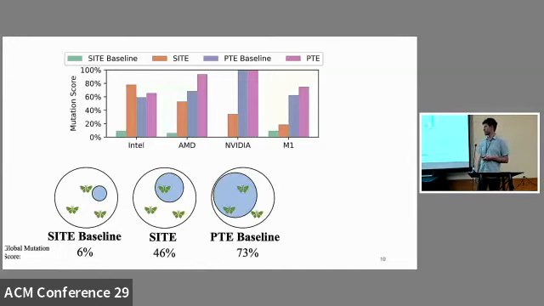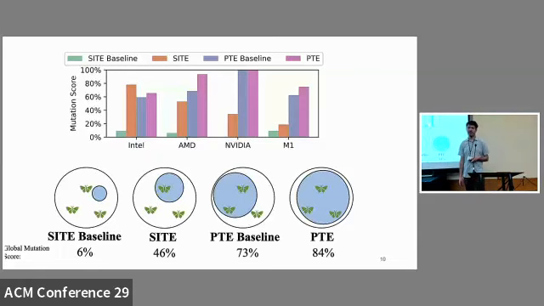The PTE baseline, or parallel test environments, is just our parallel test environments without any previous state-of-the-art added stress, and it achieves a mutation score of 73%, while when you combine previous state-of-the-art strategies with our parallel test environments, we can achieve a mutation score of 84% across the 4 devices we test.